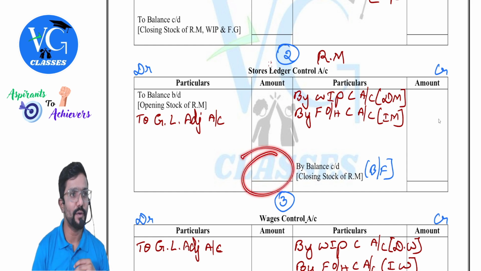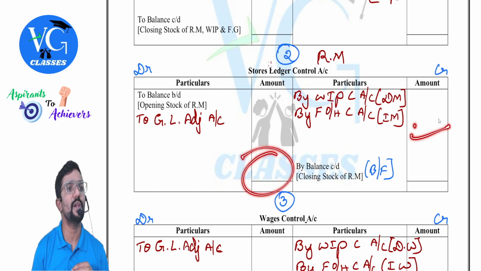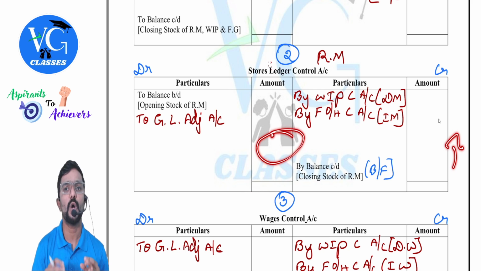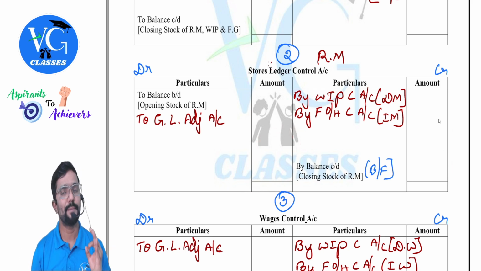If the debit side is more, then you have to write here abnormal loss. Where do you transfer it to? Costing P&L account. Sir, what if the credit side is more? Then on the debit side you have to write abnormal gain. Where do you transfer it to? Costing P&L account.